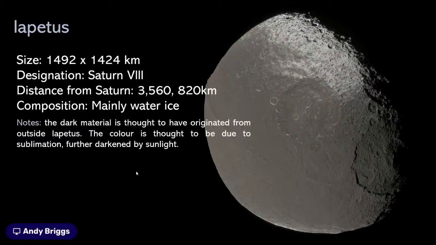And the dark color is thought to be due to sublimation, which is a process where a solid turns straight into gas with no liquid phase. And that material is then further darkened by the action of sunlight. And it's not quite clear yet, I don't think, although I'm sure Lou or Bernard will correct me. I don't think there's any convincing explanation yet for why only one hemisphere is that dark color and the other hemisphere is covered in ice, which is why it's so bright.